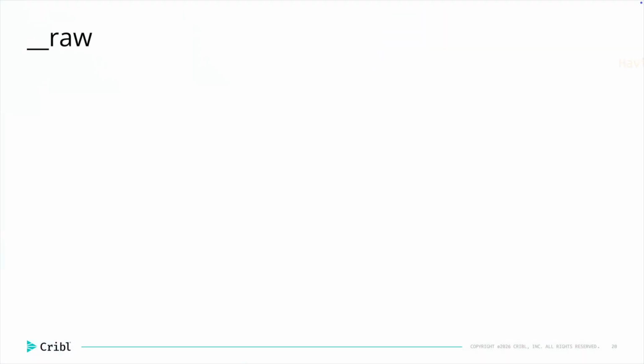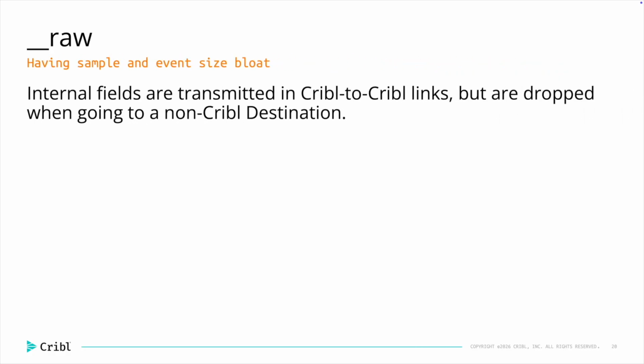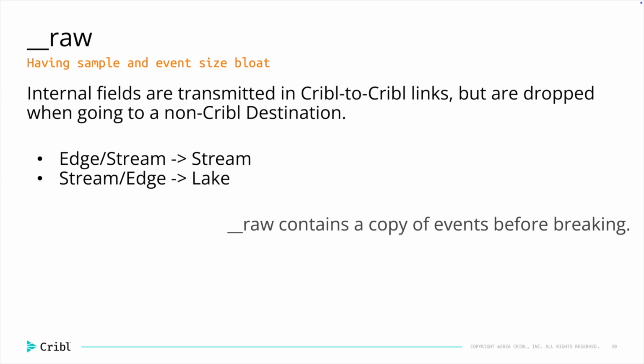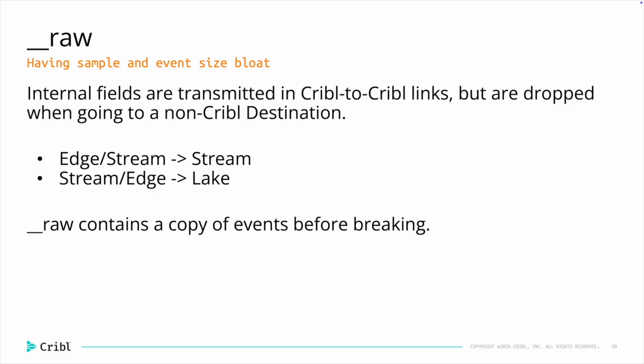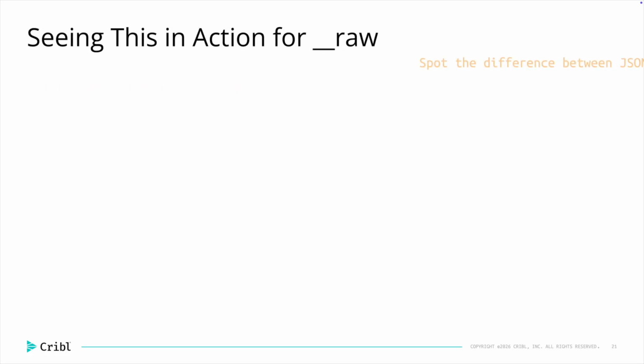With _raw data, internal fields are transmitted in Cribl to Cribl links, but are dropped when going to a non-Cribl destination. This could look like sending from Cribl Edge to Cribl Stream, or from Stream or Edge to Cribl Lake. _raw contains a copy of events before breaking, and this is not immediately obvious when previewing, so you should use the Show Internal Fields option to see what internal fields are within that _raw. Now let's see this in action.